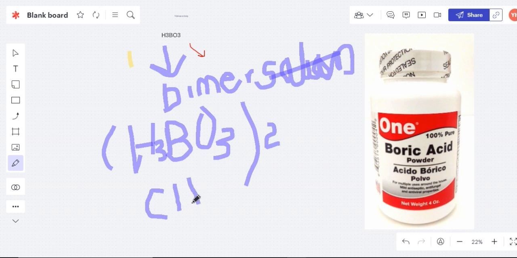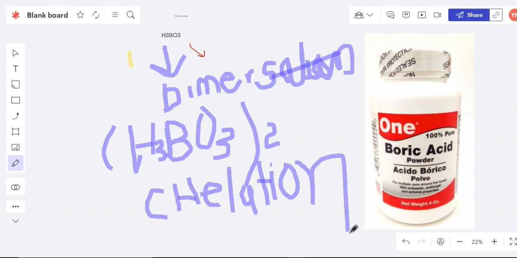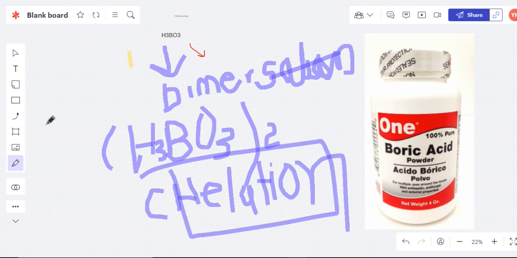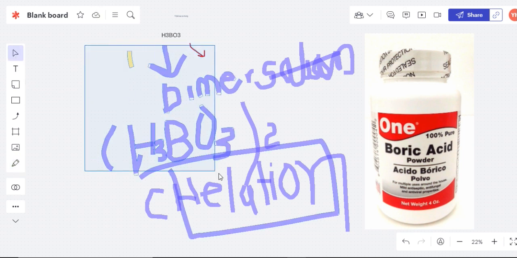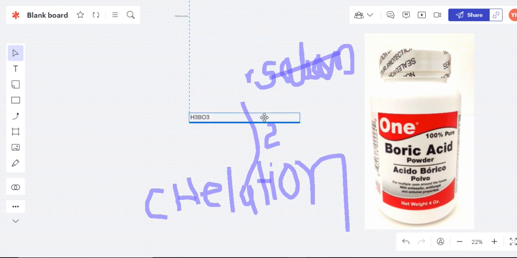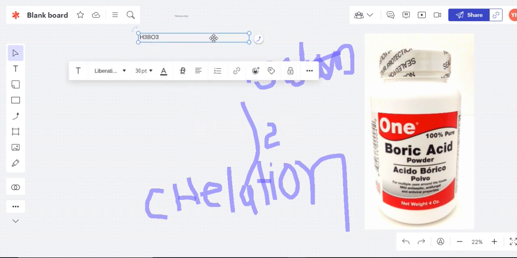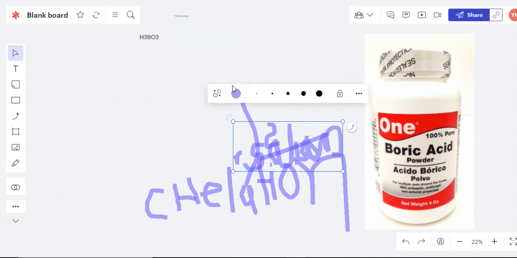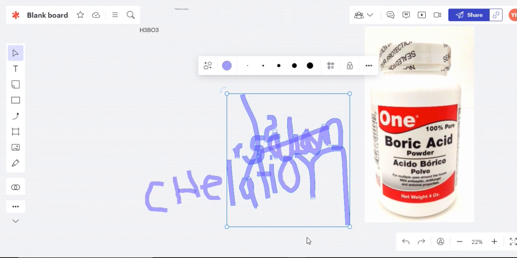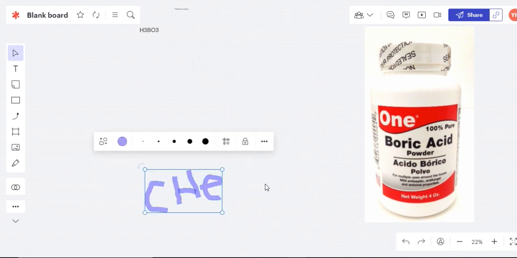What we mean by chelation, we'll see each and everything in detail while we make the structure. Chelation means something where we can encounter a ring. So in the structure of H3BO3, which is boric acid, we can encounter a ring. So it's called a chelation. So remember this word, the dimerization found in H3BO3 and also the chelation. Let's erase it and make a structure here.